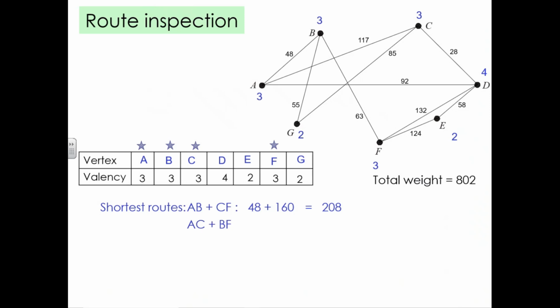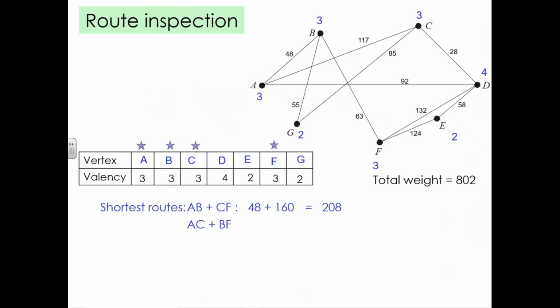So from A to C, there is a direct link from A to C, which is 117. Think about, is that the shortest one? Well, it will be. You could go via B, but 48 add 55 add 85, it's going to be longer. You could go via D, it's very close going via D. So you've got 92 plus 28, but that will give you 120 rather than 117. So 117 is the shortest one from A to C.